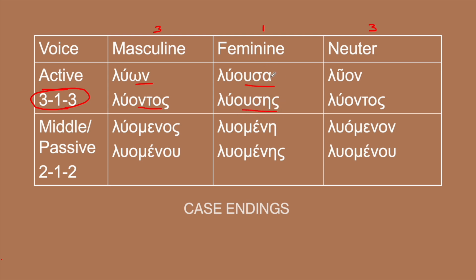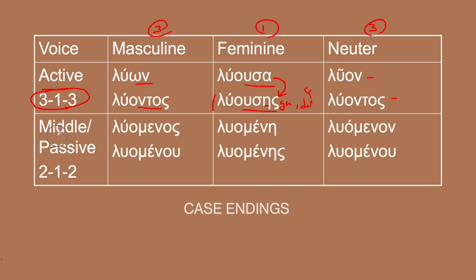And this is an example of a feminine noun, an alternative alpha form that in the genitive and the dative singular switches to an eta from an alpha. But it's alpha all the way through except for those two forms. And finally the neuter, luon and luontos.